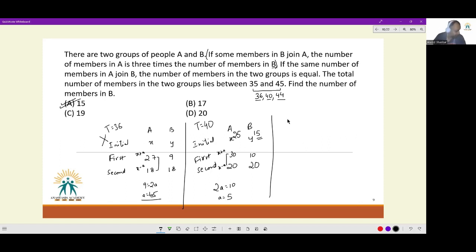For the sake of completion, we will also write down the check for 44. For 44, initial, first, and second: 33, 11, 22, 22. Hopefully you can see 2A will turn out to be 11, or A will turn out to be 5.5. We cannot have people in decimals, which will make this case unacceptable. The answer to the question is, of course, option A, 15.